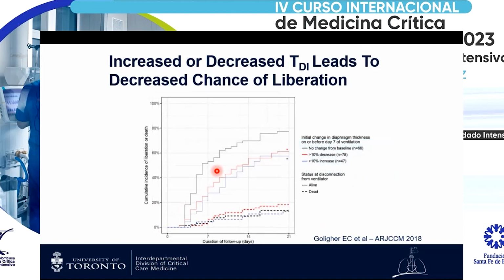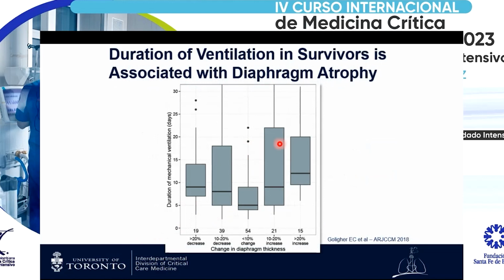And if we look at this in a sort of Kaplan-Meier survival curve here, those with no change from baseline liberated from the ventilator much quicker than those with either a reduction or increase in diaphragm thickness here. Put another way, if we look at duration of ventilation among survivors, a U-shaped curve with diaphragm thickness change, the best duration of ventilation, shortest duration of ventilation here among those with less than 10% change.